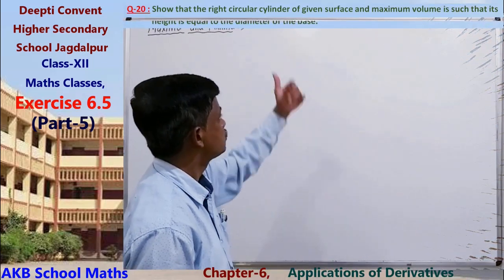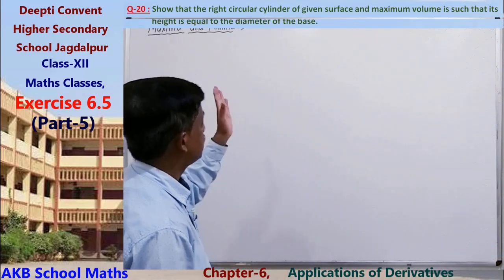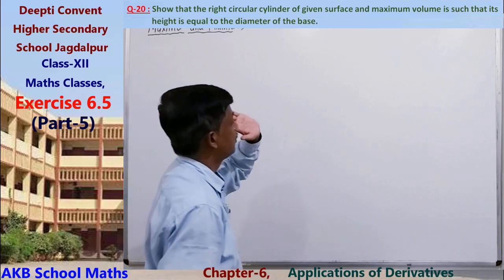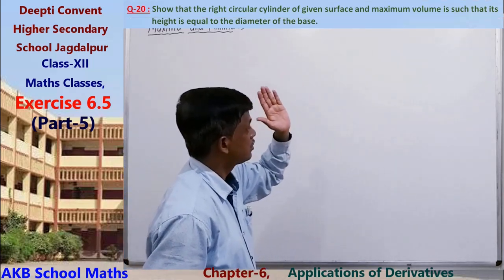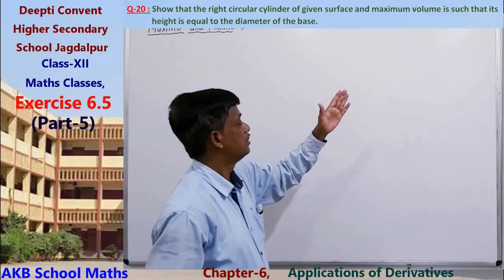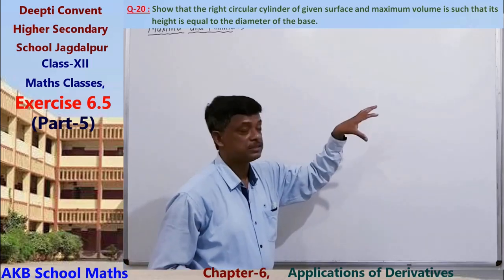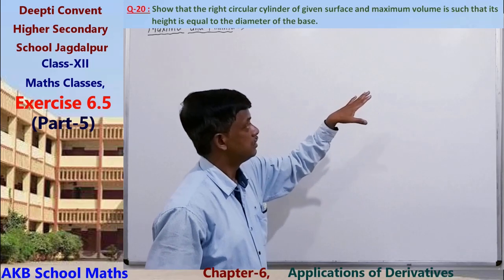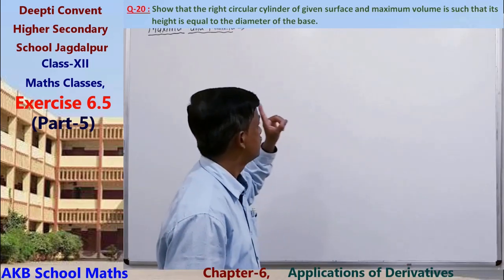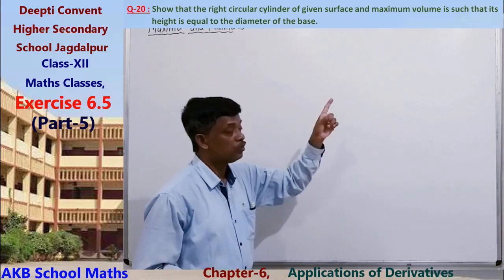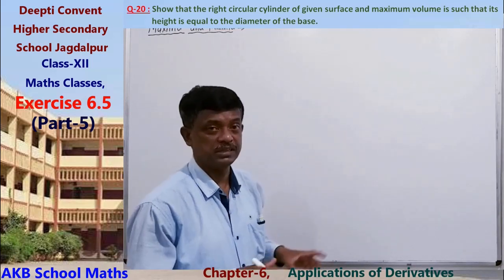So, taking question 20: show that the right circular cylinder of given surface and maximum volume is such that its height is equal to the diameter of the base.